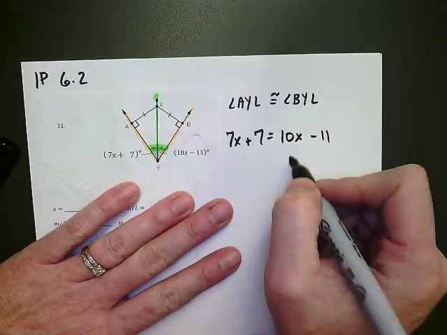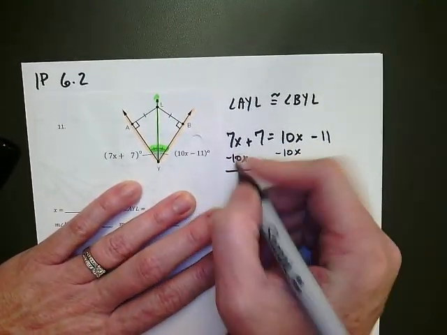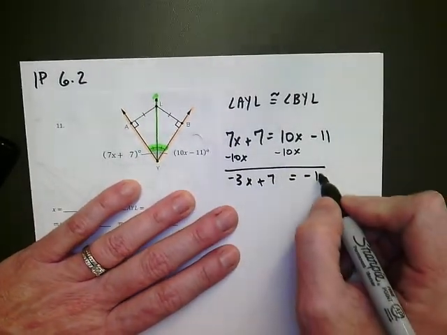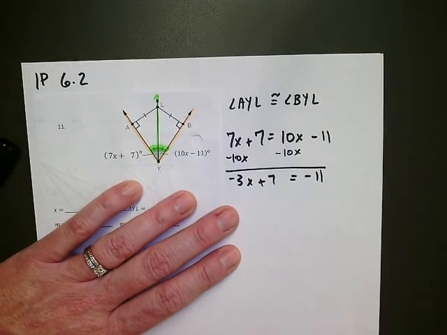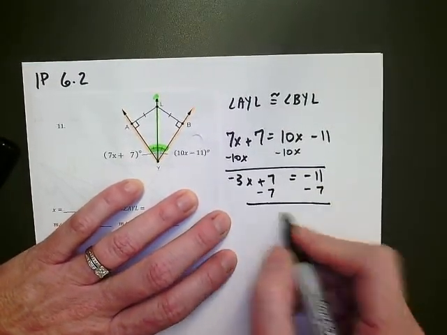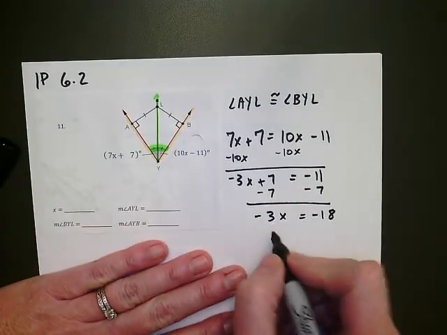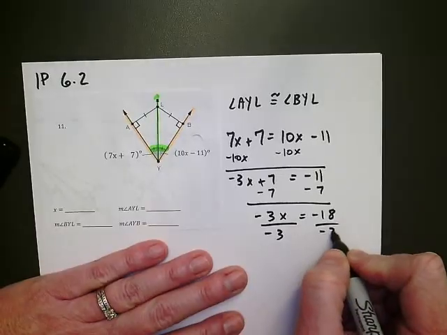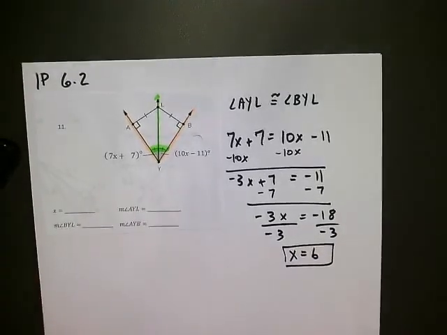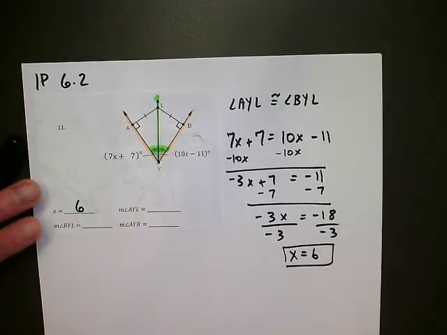I'll move this 10x over, so I'm going to subtract 10x from both sides. That's going to give me a minus 3x plus 7 equals a negative 11. And then what am I going to do? I'm going to subtract 7 here, subtract 7 there. So that's going to be a minus 3x equals minus 18. From here, divide both sides by negative 3, and x is 6. All right, so that's the first of the 4 things I'm asked to identify. The first thing is that x equals 6.